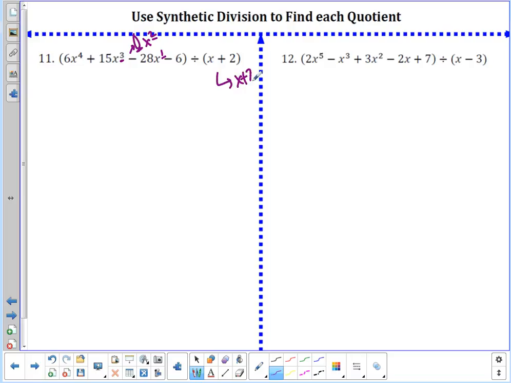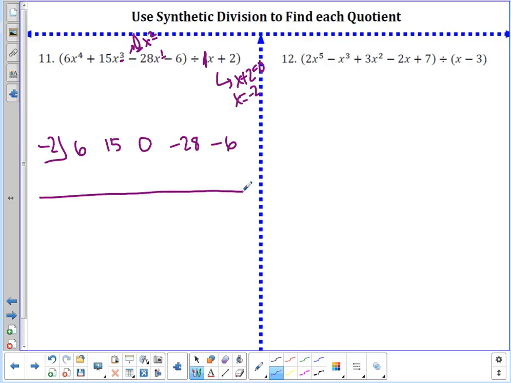X plus 2 equals 0. That's x equals negative 2. No division here. Coefficient is 1, so that makes life a little bit easier. So I have an outside number of negative 2. Then my coefficients look like this. 6, 15. I plug in that 0 for the x squared. Negative 28, negative 6. Draw a line. Put in your remainder box. So the 6 comes down. Negative 2 times 6 is negative 12. Add those up, you get 3.